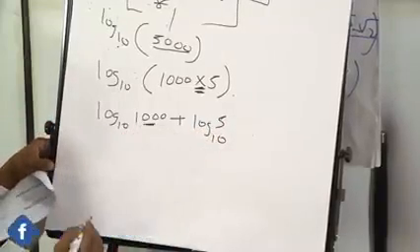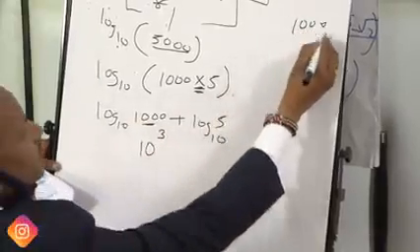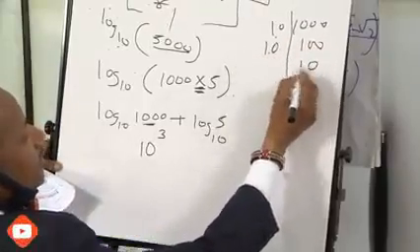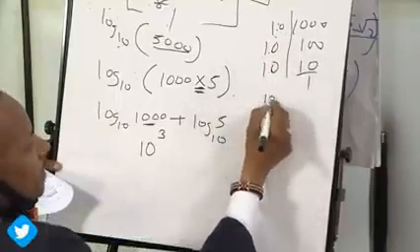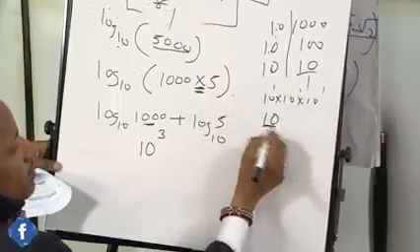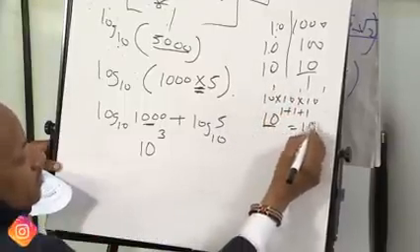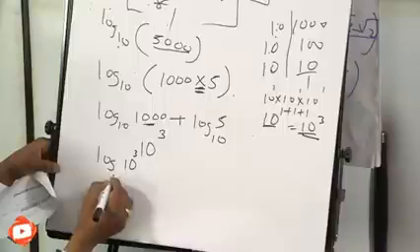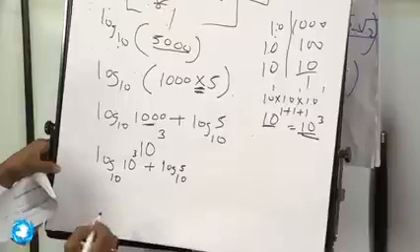Then if we further simplify, 1,000 is 10 raised to power 3. When you want to get 1,000, you put 10 here. 10 into 1,000, 100. 10 into 100, 10 times. 10 into 10, once. So this is 10 times 10 times 10, each raised to power 1. You only take 1 as the base, then you add the powers: 1 plus 1 plus 1. So this is 10 to power 3. So this is log of 10 to power 3 to base 10 plus log of 5 to base 10.